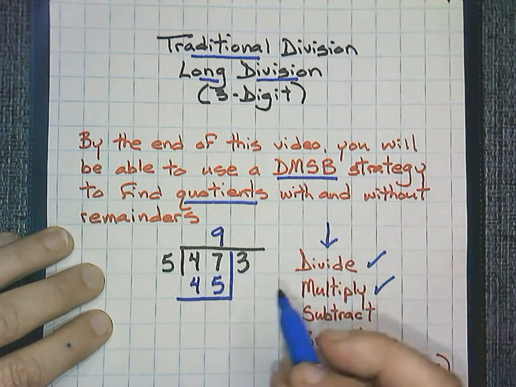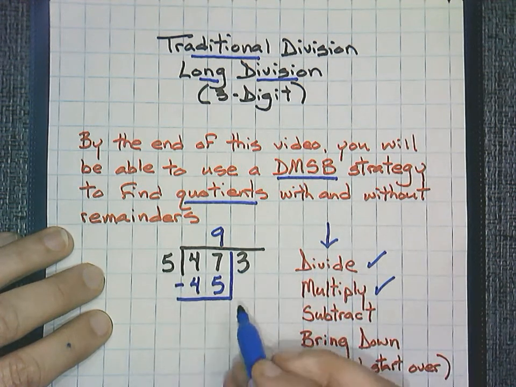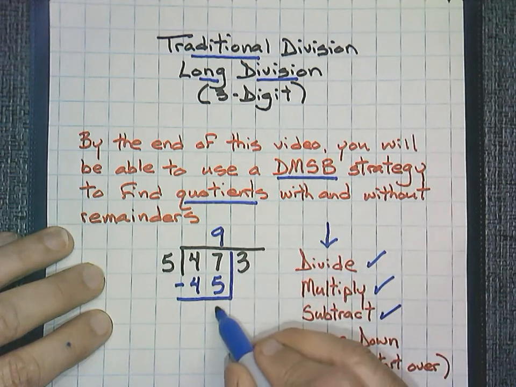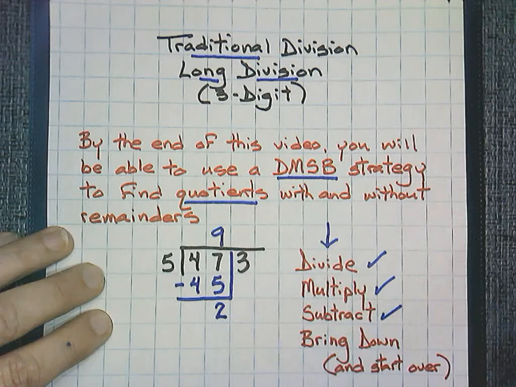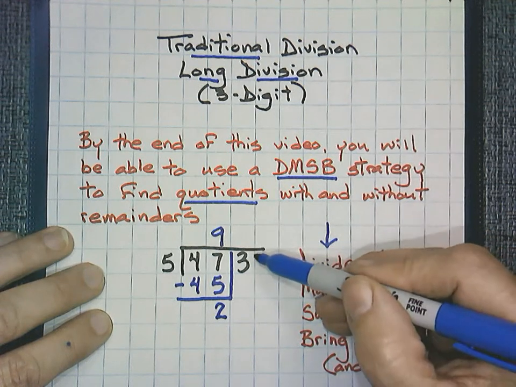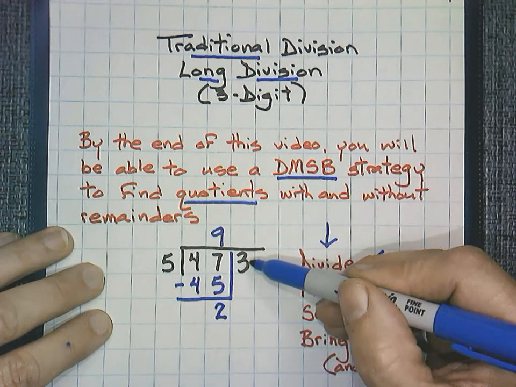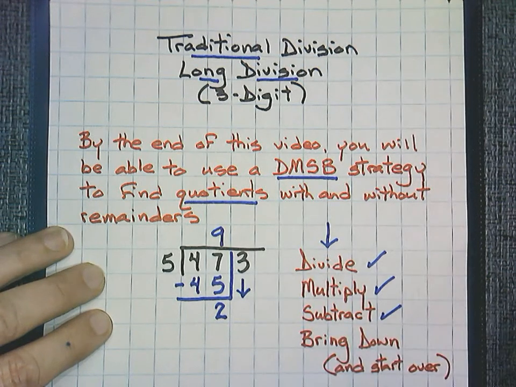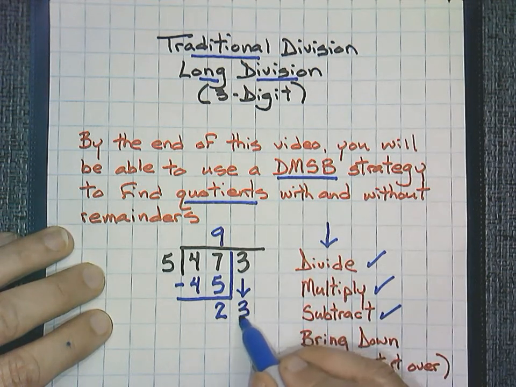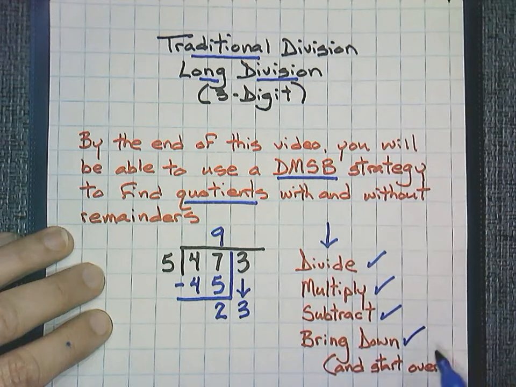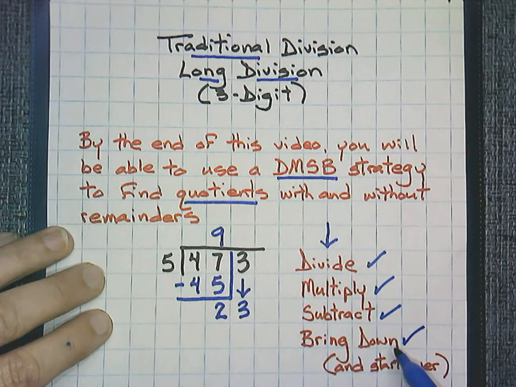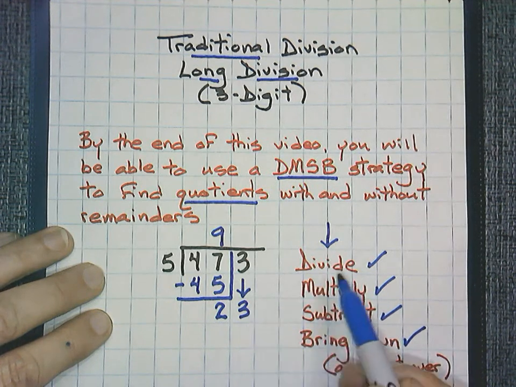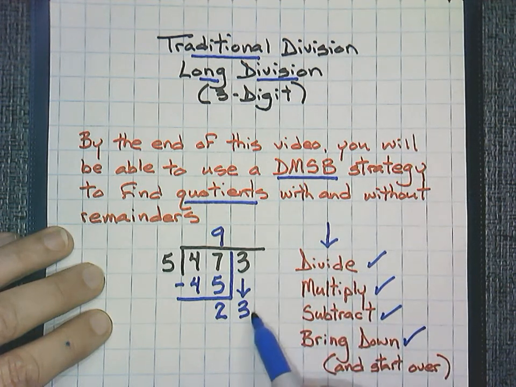To find out how close, we're going to subtract. 7 take away 5 is 2. And now we have this 3, which we haven't dealt with yet. We're going to bring that down. And that would be the B step. And we're going to start the process over. In other words, we're going to begin to divide.